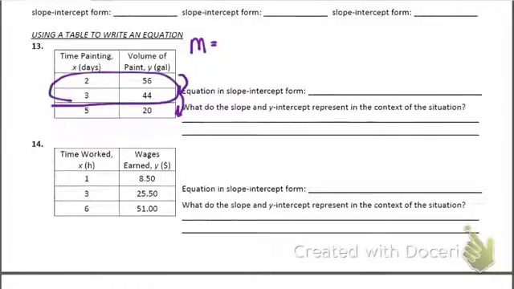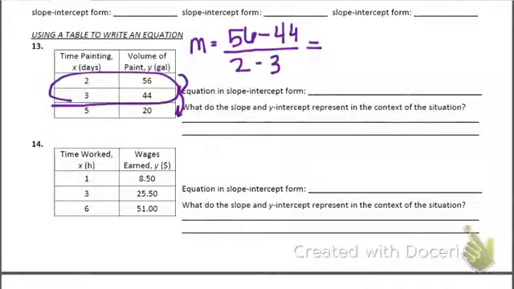And then I'm going to do 56 minus 44 over, since I used 56 as my y2, which x do I have to use first? 2. So over 2 minus 3 equals. 56 minus 44 is 12 over -1. So what's my slope, guys? Good, -12.